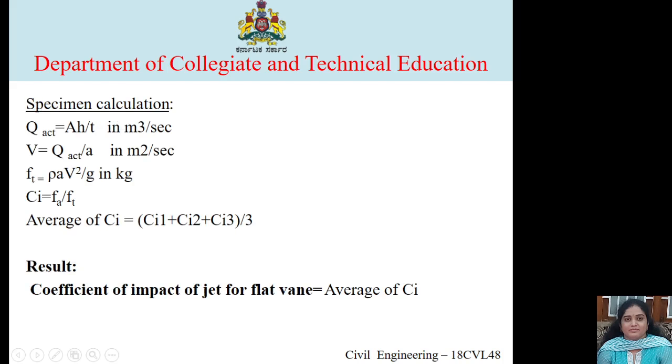So these are the specimen calculations. Q actual is calculated by A H by T. V is calculated by Q actual by A, that is from the Q is equal to A into V formula. FT is rho A square by G in kg. CI is equal to FA by FT. Average of CI is equal to the sum of the 3 trial values divided by 3. So that will give the coefficient of impact of a jet for the flat vane or flat surface.